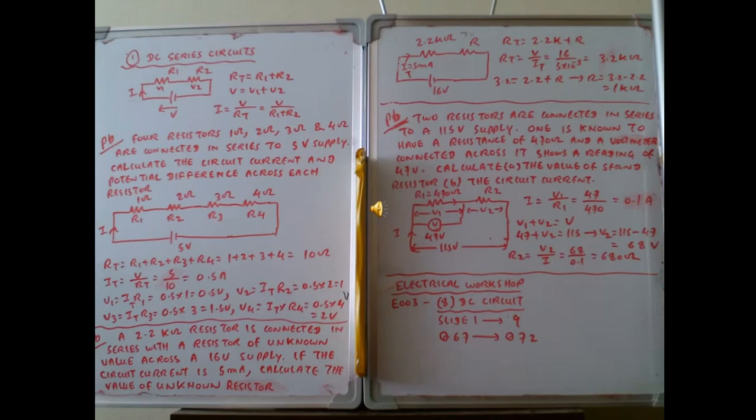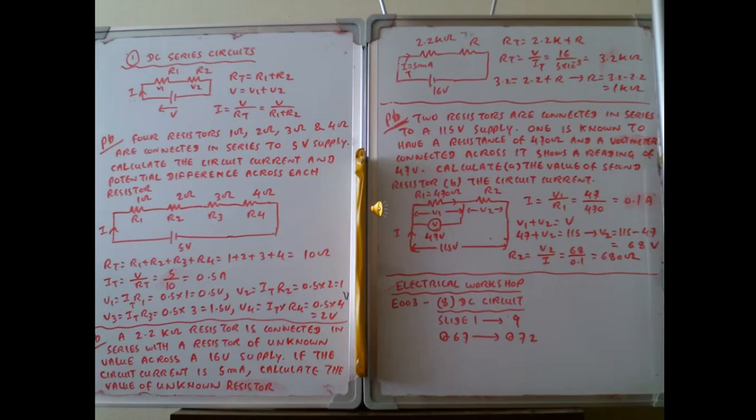So in this problem, I draw a circuit. R1 equals 470 ohm, and R2 is an unknown value. The voltage drop across R1 is V1, and the voltage drop across R2 is V2. They are connected in series, and then connected to the 115 volt supply. The voltmeter V is connected across R1, so the voltage value is assumed to be 47 volt. The current is I.